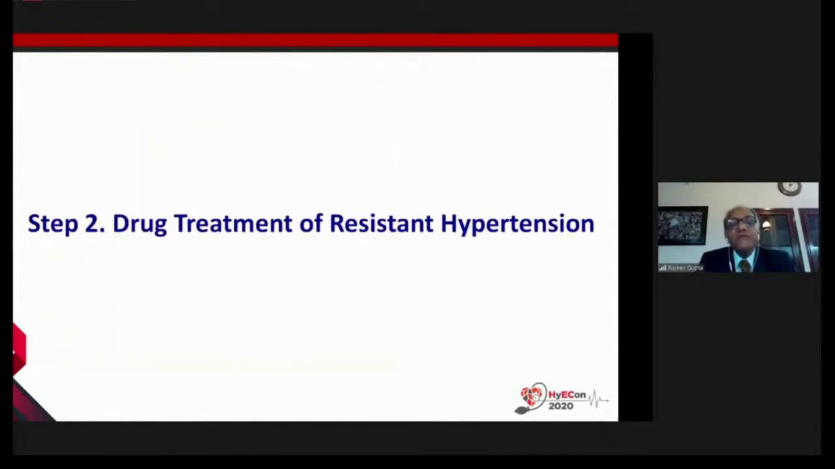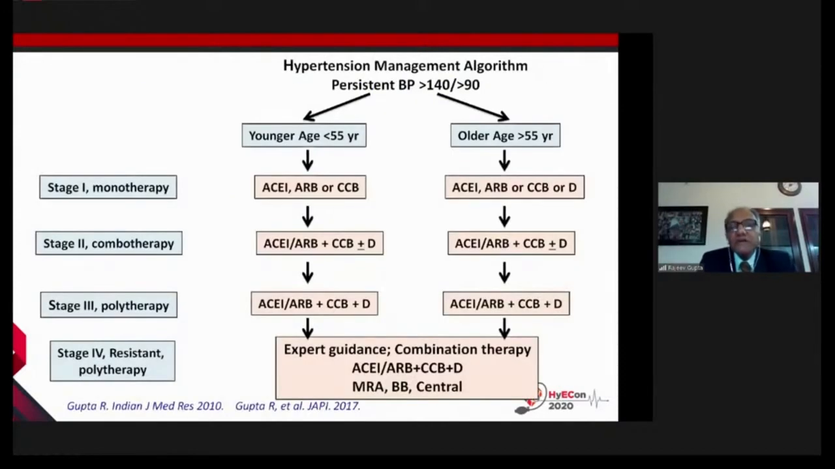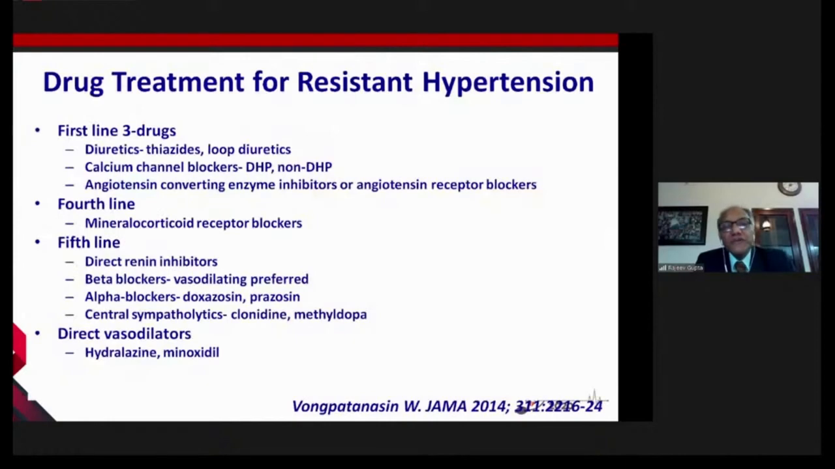What are the drug treatments? We all have drug classes. We already know that diuretics, beta blockers, CCBs, ACE inhibitors, ARBs, and direct renin inhibitors and other drugs. But this is the algorithm that we gave some time ago. It is still valid, and the latest Indian guidelines also stick to this particular algorithm. What are the drug treatments for resistant hypertension?